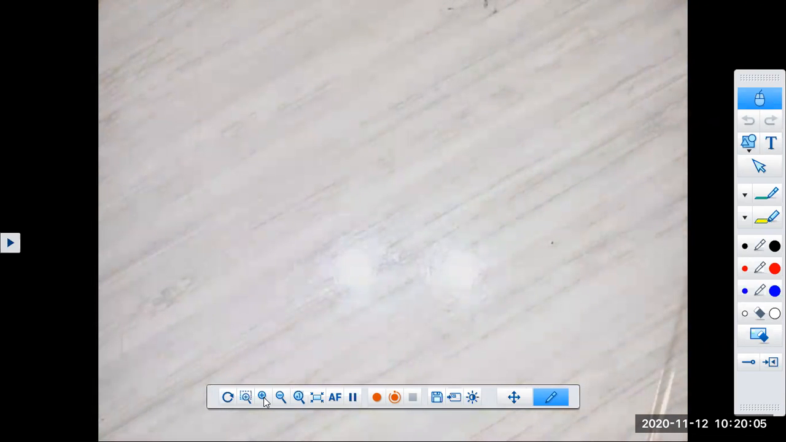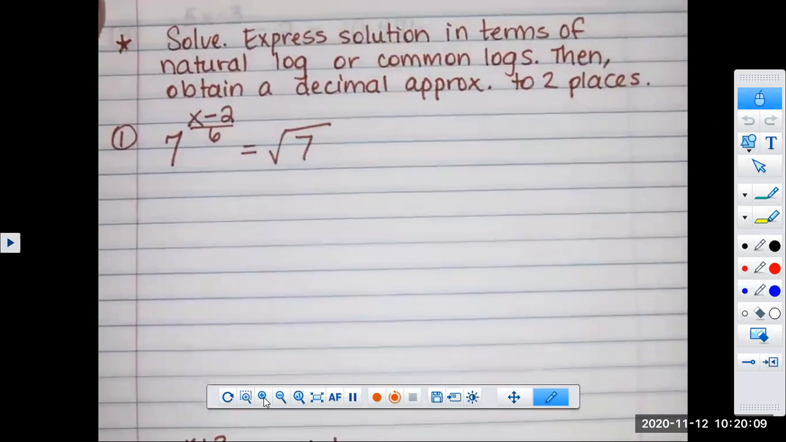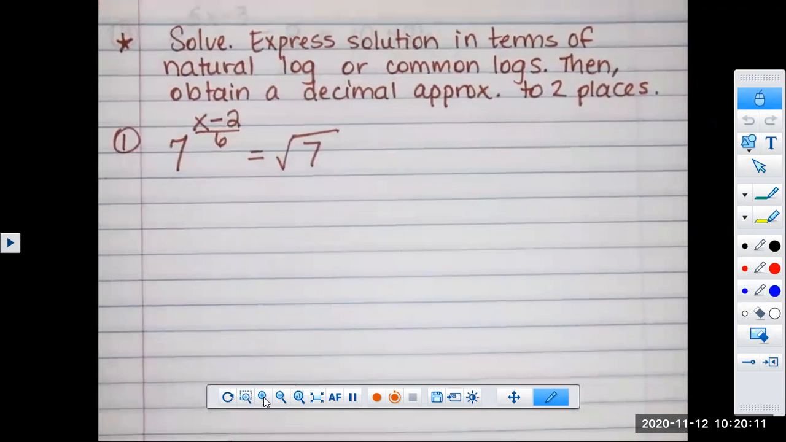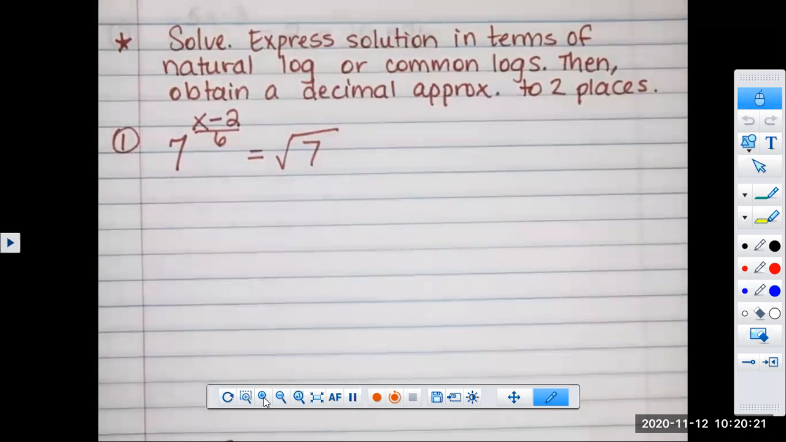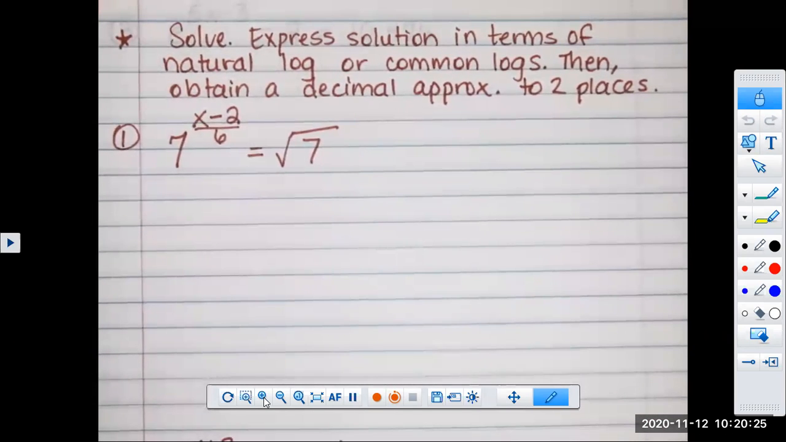Okay, we're gonna look at some exponential equations first, and then we'll look at some log equations. Solve, and they're gonna ask you in MyMathLab to express your solution in terms of natural log or common log, meaning just leave it exact, then obtain a decimal approximation to 2 places. So in number 1, we have 7 raised to the (x minus 2) over 6 equals root 7.